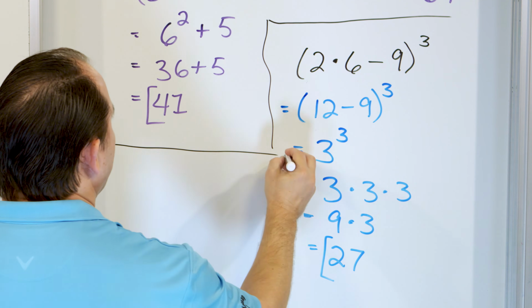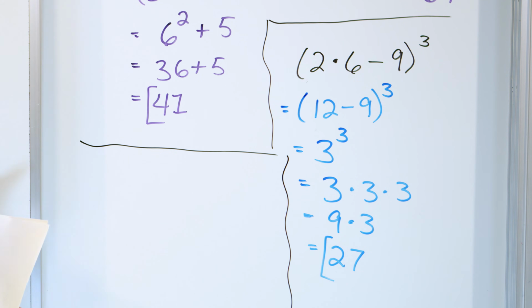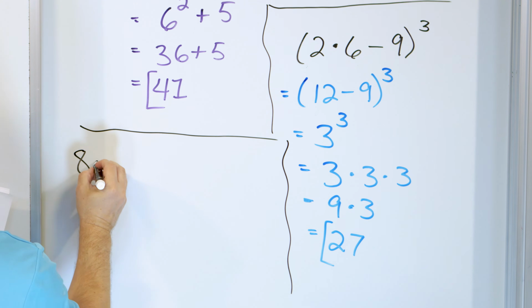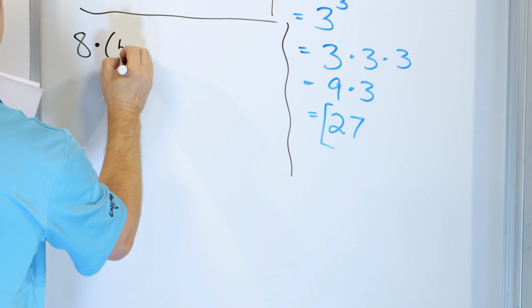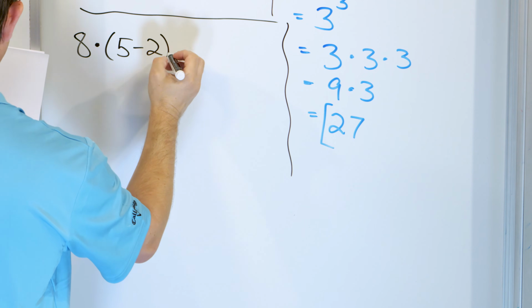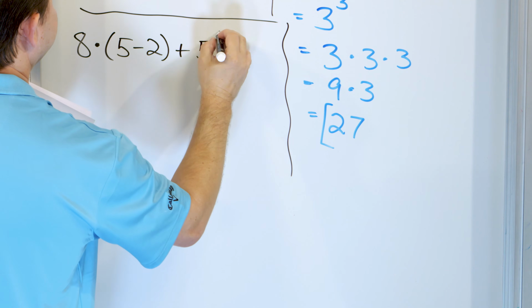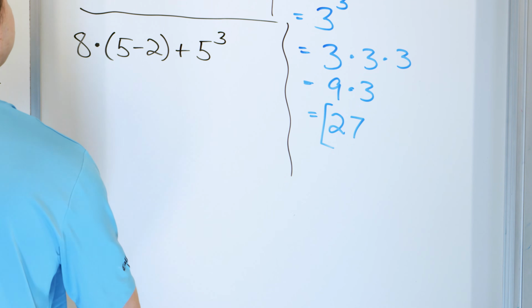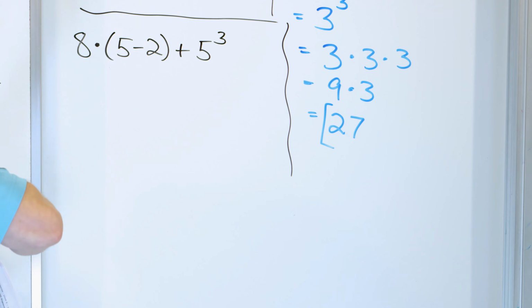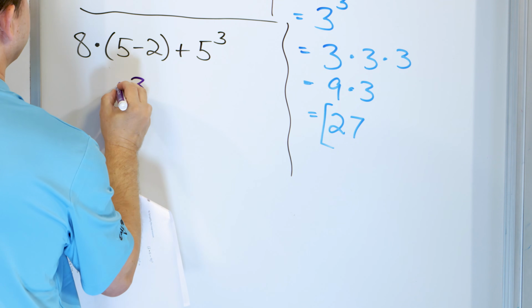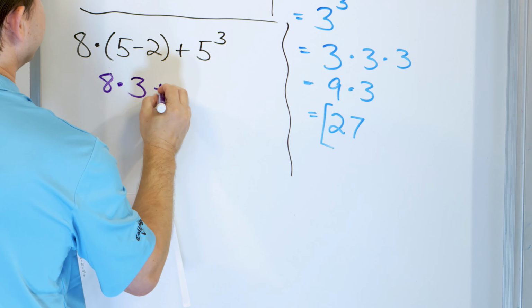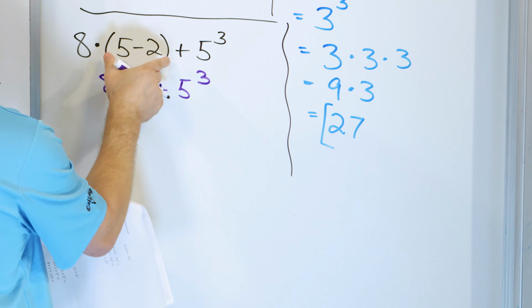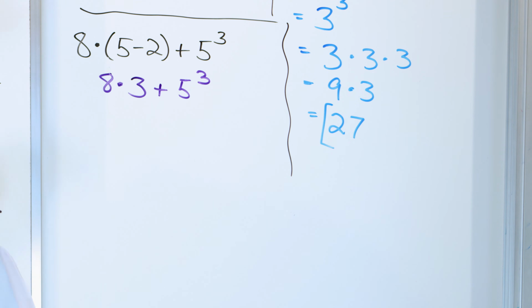All right, only one more problem left and we are done. What about 8 multiplied by 5 minus 2, and then we plus or add to it 5 cubed. First thing we look for always is what? Parentheses. Have to do this. Inside, 5 minus 2 is 3. Still have to rewrite everything else from the problem statement. Right? All I did was calculate that, drop the parentheses.